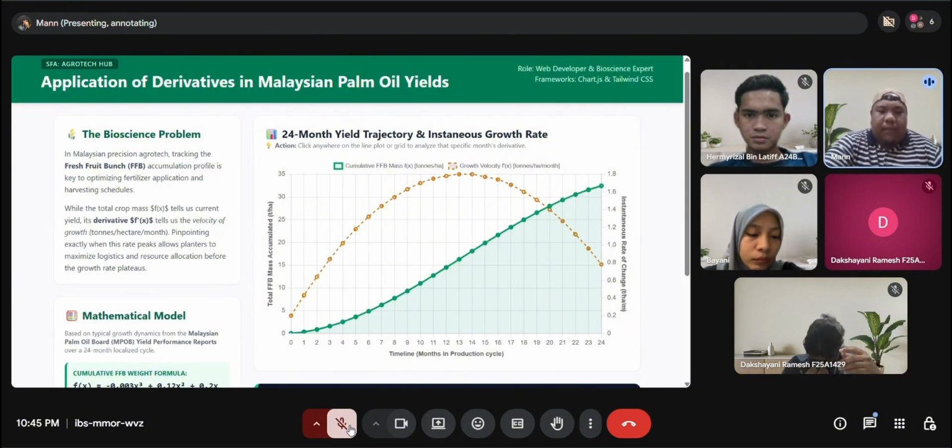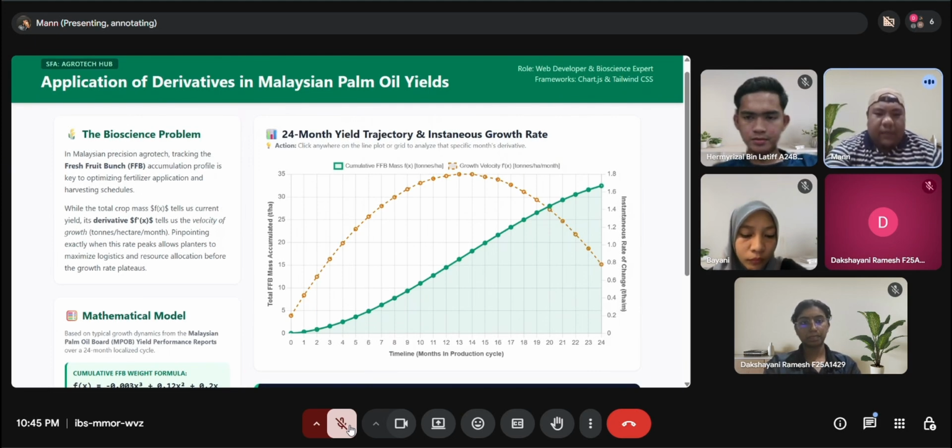There are two important concepts. First, the function f(x). So what is the function f(x)? This function shows the total amount of oil palm yield collected over time. When the time increases, the total yield also increases. Second, the derivative f'(x). The derivative shows the rate of growth at a certain time. In simple words, f(x) tells us the total yield, while the other one tells us about how fast the yield is growing. This helps plantation managers know the best time for fertilizing, watering, and harvesting.